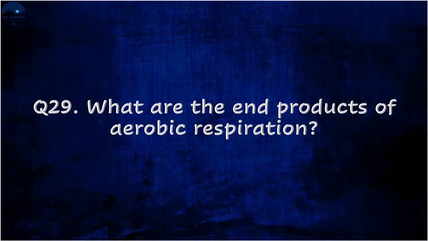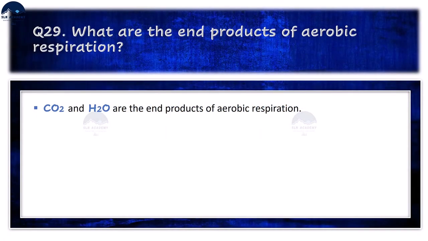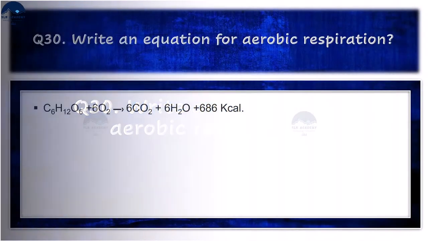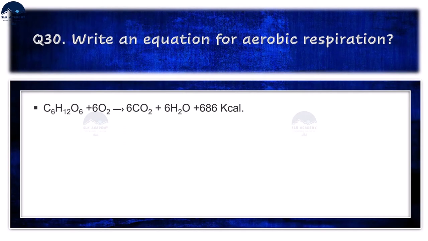Question 29. What are the end products of aerobic respiration? CO2 and H2O are the end products of aerobic respiration. Question 30. Write an equation for aerobic respiration. C6H12O6 + 6O2 gives 6CO2 + 6H2O + 686 kilocalories.